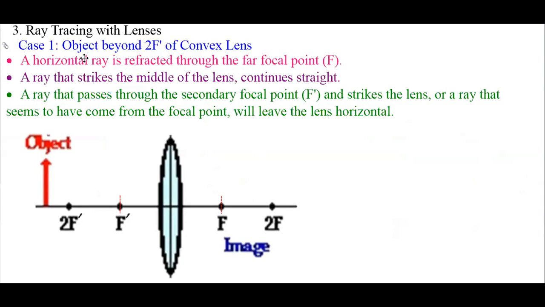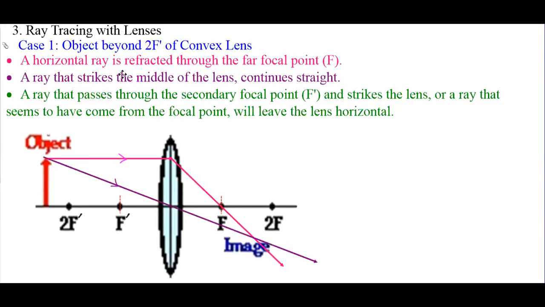So in case 1, we're talking about an object beyond the near double focal point of the convex lens. So this is for all objects that are a little bit farther away from the lens than the actual double focal point. So there's 3 rules, and rule number 1 says any horizontal light ray, so any parallel light ray to the principal axis, is going to refract through the far principal focus. So it's going to bend down towards the thicker part of the lens, and in this case, it's going to travel through the far principal focus.